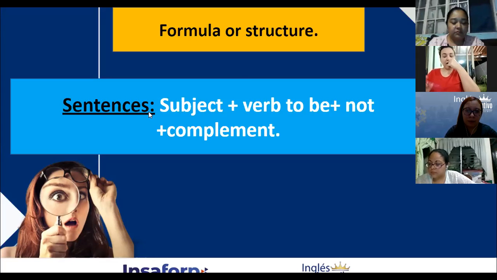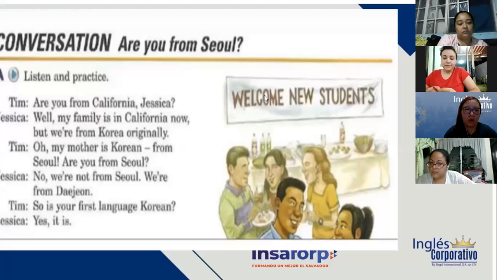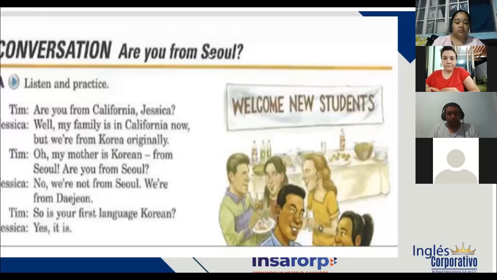Okay, so vamos a leer la conversación. Ahora sí. We need two volunteers, the voluntarios. Aquí se tardan un tanto en cargar. Juan Romero y Adelina Sanabria. Juan, usted es Tim. Adelina, usted es Jessica. Okay.